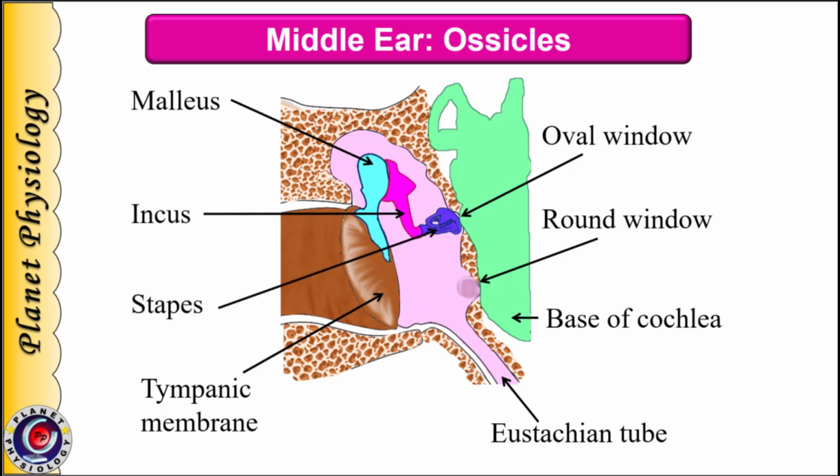The third ear ossicle is the stapes, which is represented here in blue color. It is the smallest bone in the body and has the shape of a horseshoe. It has a neck, handle and footplate. The footplate of the stapes is in contact with the oval window.